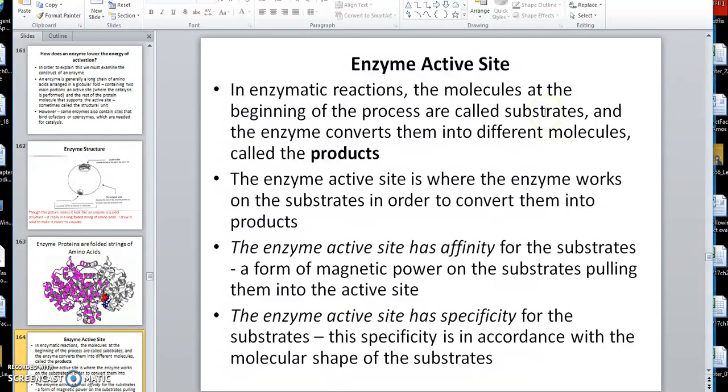When it finishes, you have made the product. So remembering reactants to product. Reactants, but when you involve an enzyme, the reactants would also be called the substrate or substrates. It's where the enzyme works on.